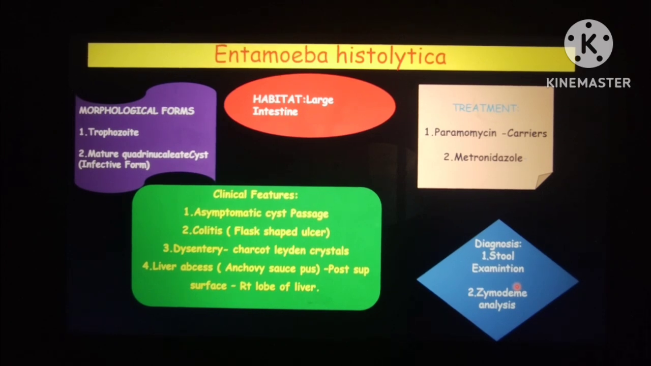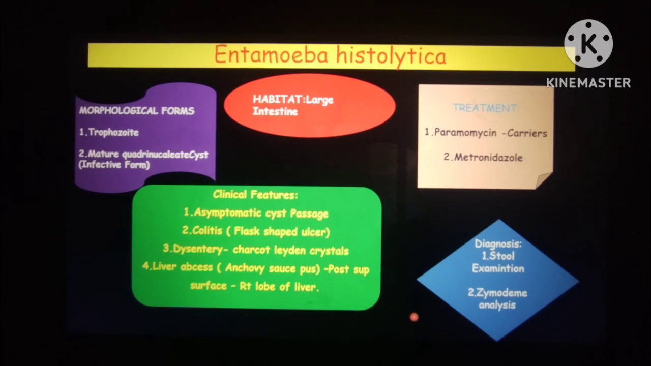How will you diagnose this? One is stool examination, where you can make out the disease, and second is zymodeme analysis. This is a new term, and it is mainly to differentiate between pathogenic and non-pathogenic amoeba, or toxic and non-toxic strains. If you remember that point, it is enough. Coming to treatment, the drug of choice is metronidazole, and for carriers you can give paromomycin.